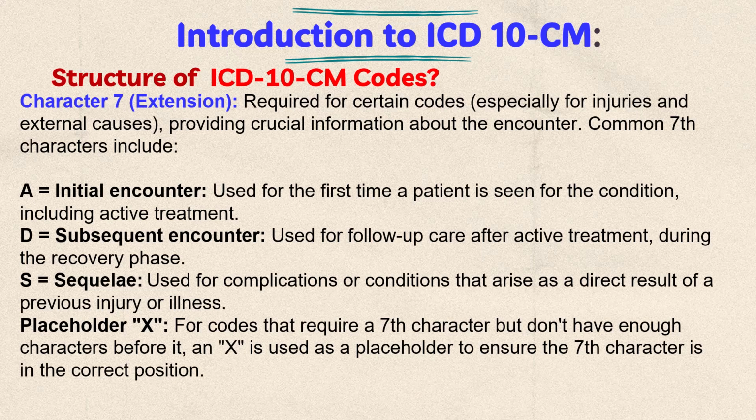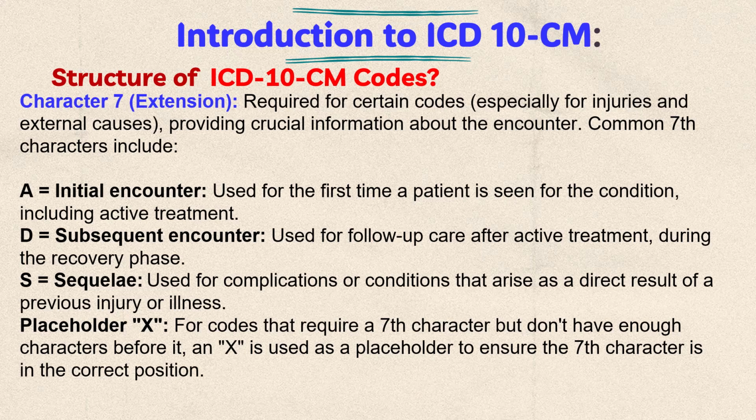providing crucial information about the encounter. Common 7th characters include A, initial encounter, used for the first time a patient is seen for the condition, including active treatment. D, subsequent encounter, used for follow-up care after active treatment during the recovery phase. S, sequelae, used for complications or conditions that arise as a direct result of a previous injury or illness.